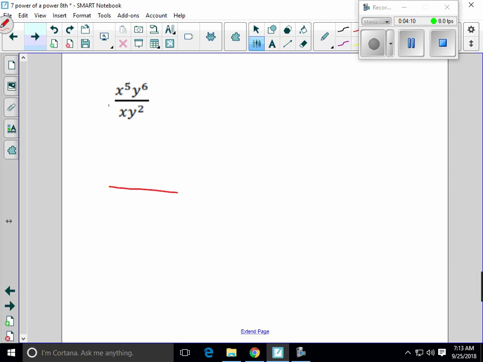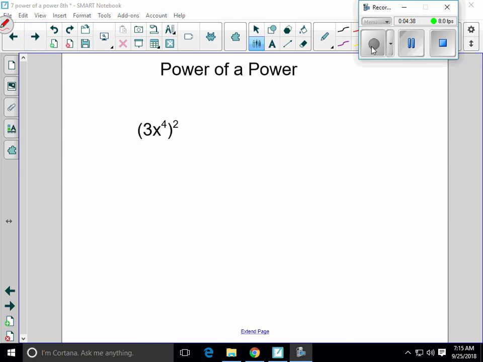For my x terms, x to the fifth divided by x to the first, x to the fourth in the numerator, and y to the sixth divided by y squared. 6 minus 2 is also 4, and I have more y's in the numerator. You don't have to put it over 1. Dividing by 1 does not change the problem. And one more problem for the back of your paper.